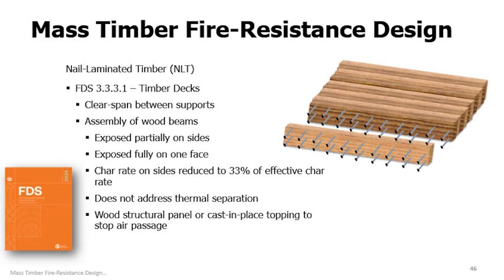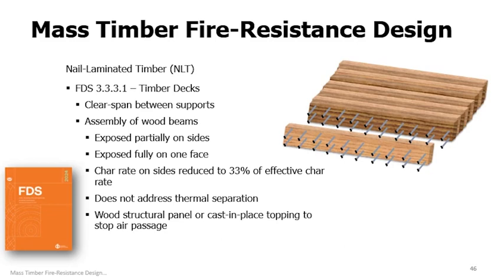In the second exception, butt-jointed decking is designed as an assembly of wood beams fully exposed on the bottom and then partially exposed on the sides of each lamination. To compute the effects of partial exposure on the sides of each lamination, the char rate for this exposure is taken as 33%, or 1/3 of the effective char rate.